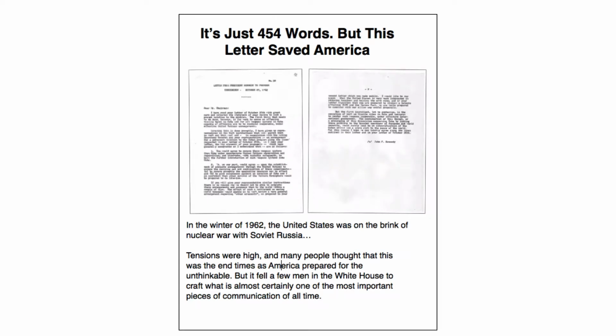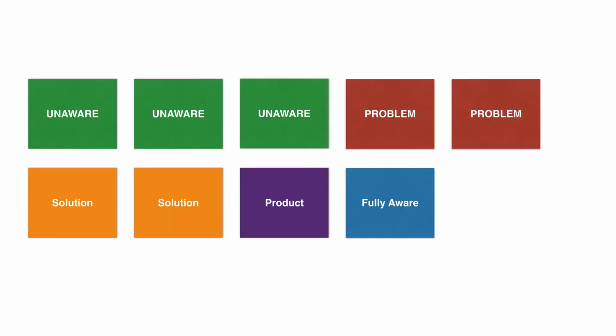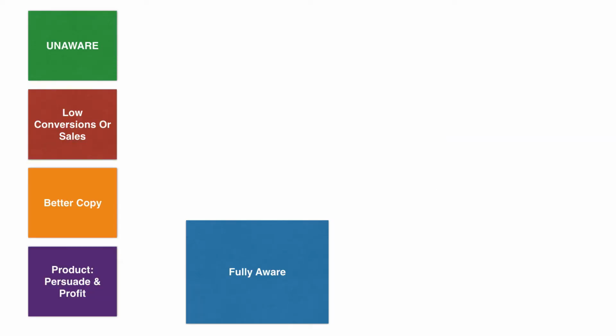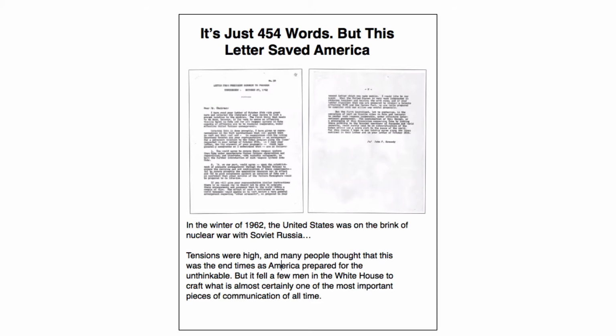Okay. So instead of starting with the blue box, remember the blue box is this fully aware, I know who you are, I know what it is you offer, and all I'm trying to decide is how to get the best deal on a copywriting course. We're going to start with people who don't know about copywriting at all, and we're going to educate them, okay? So instead of starting with the fully aware, we're starting with the green, which is unaware. And so instead of starting with this, Persuade and Profit delivers the most essential pieces of a sales message you'll likely ever need for any project or client, we're going to start with this campaign.